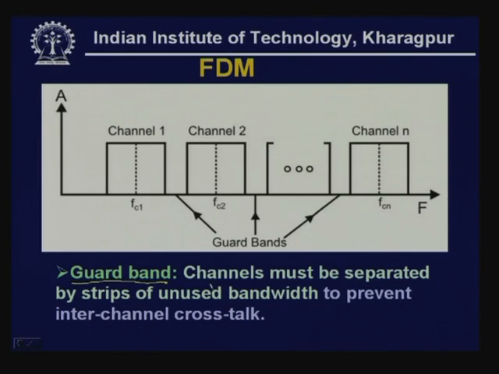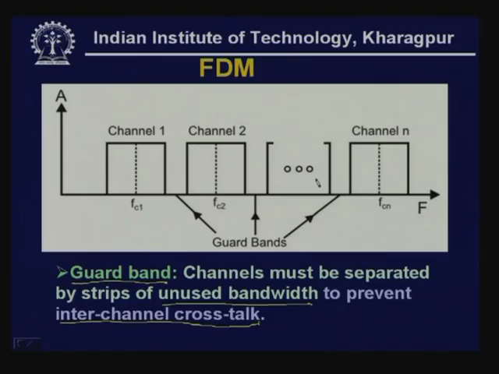This guard band is necessary so that channels must be separated by strips of unused bandwidth, that is your guard band, to prevent inter channel crosstalk. If there is no separation, and you place them side by side, there will be some overlap which will lead to crosstalk. So, to avoid crosstalk, these guard bands are used, and obviously, it is an extra overhead. Apart from the sum total of the bandwidths, some additional bandwidth is wasted for these guard bands. This is an extra overhead in frequency division multiplexing.